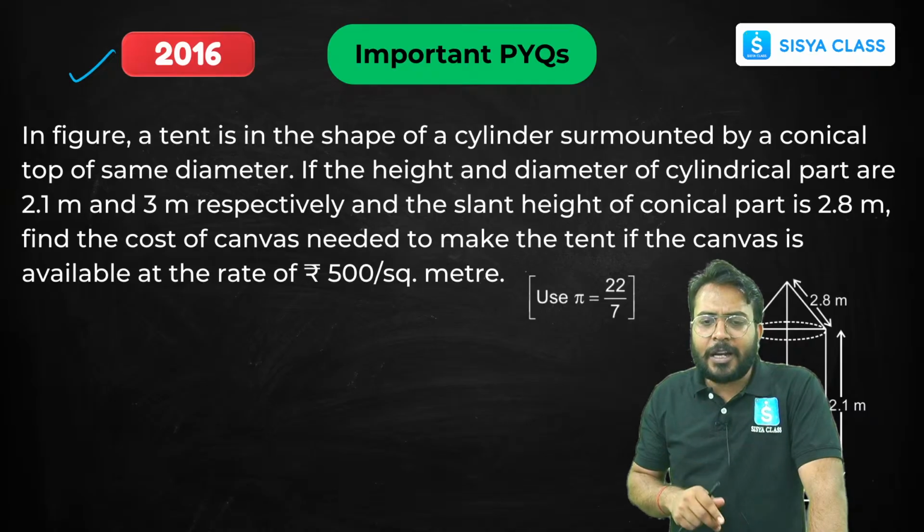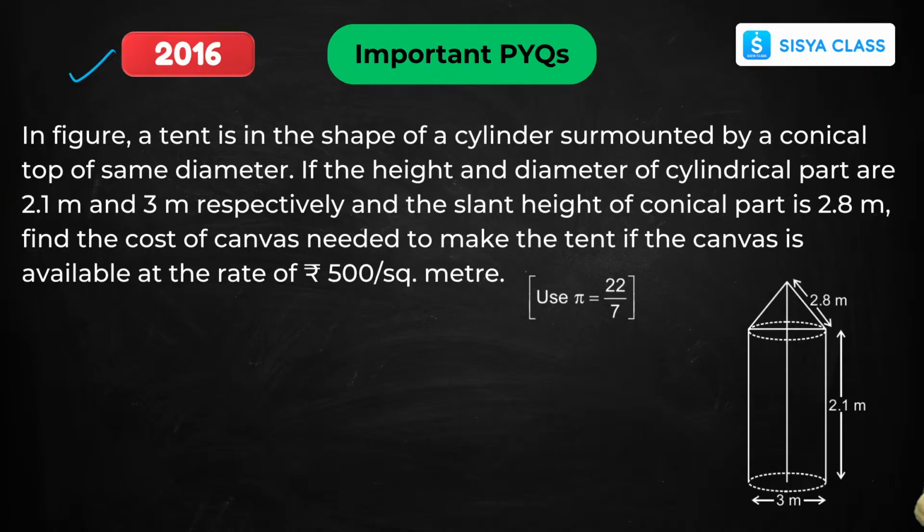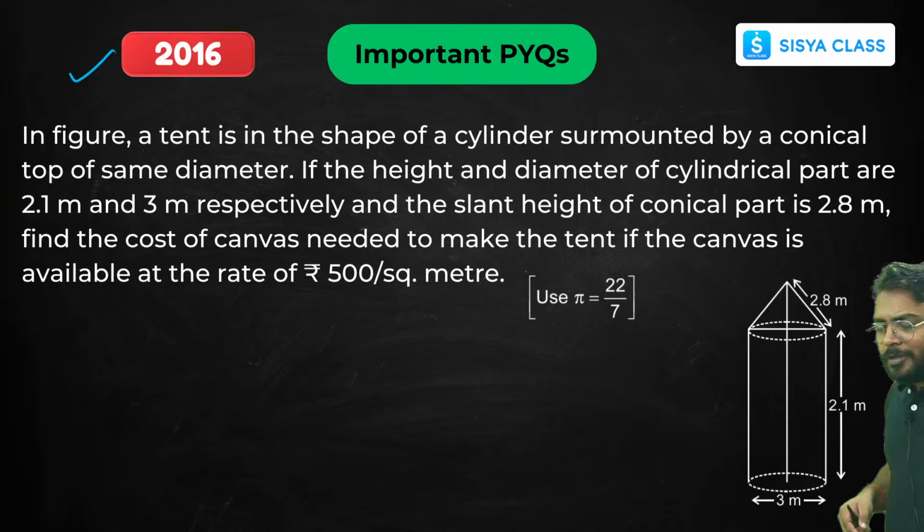The top is of the same diameter, that means whatever the radius of the base of your cylinder, the radius of your cone is also of the same dimension. The height and diameter of the cylindrical part are given, 2.1 and 3 meter, and the slant height of the conical part is 2.8 meter. You need to find out the cost of canvas needed to make the tent if the canvas is available at the rate of rupees 500 per square meter.